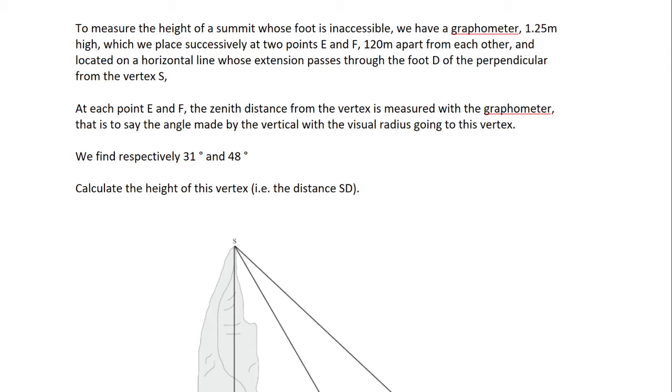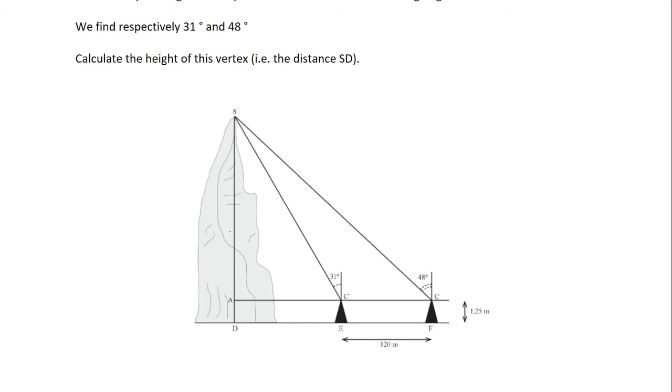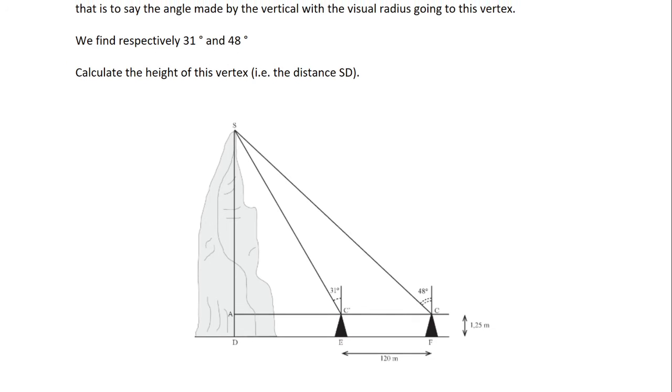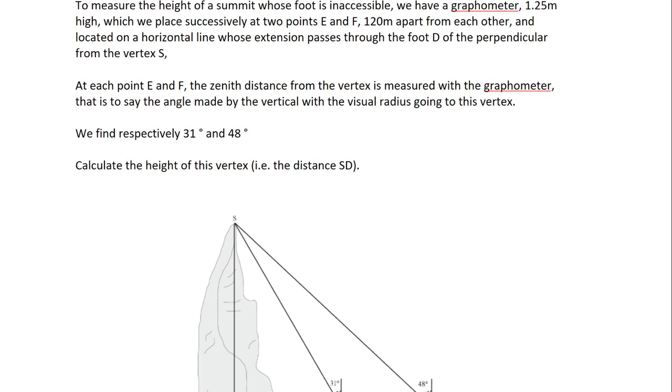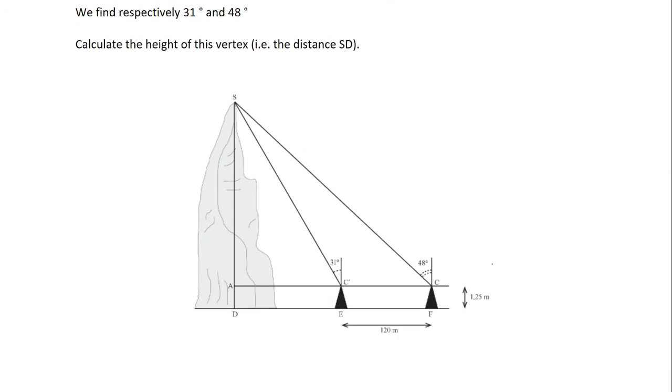Okay, so we're given this problem, and essentially what we need to find is the length SD. So one piece of information that we have to use is about this right here. So points E and F are located on a horizontal line whose extension passes through the foot D of the perpendicular from the vertex S. So these guys right here are going to be perpendicular.